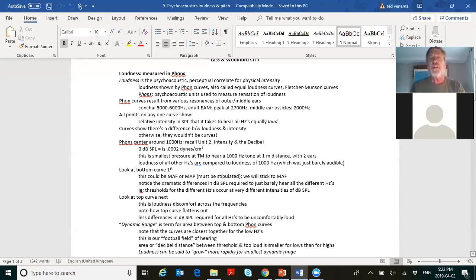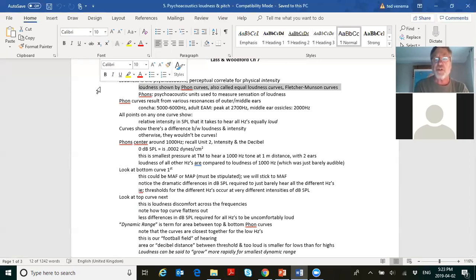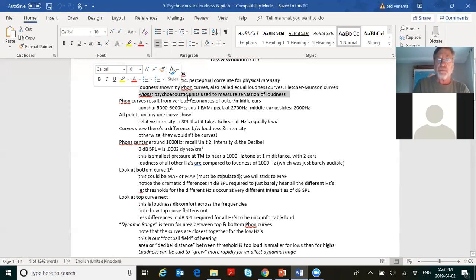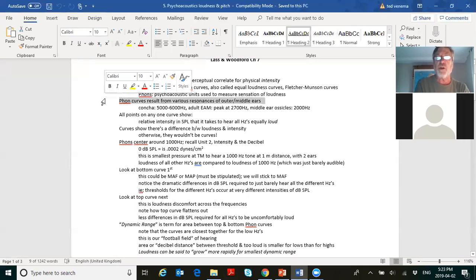But loudness is something we measure in what we call phons, P-H-O-N-S. And I'll show you pictures of them. Loudness is the psychoacoustic perceptual side for physical intensity. Loudness is shown in phon curves, also called equal loudness curves or Fletcher-Munson curves. So phons are the psychological unit to measure the sensation of loudness. And here's what else it says. Phon curves come from the resonances of your outer and middle ears.